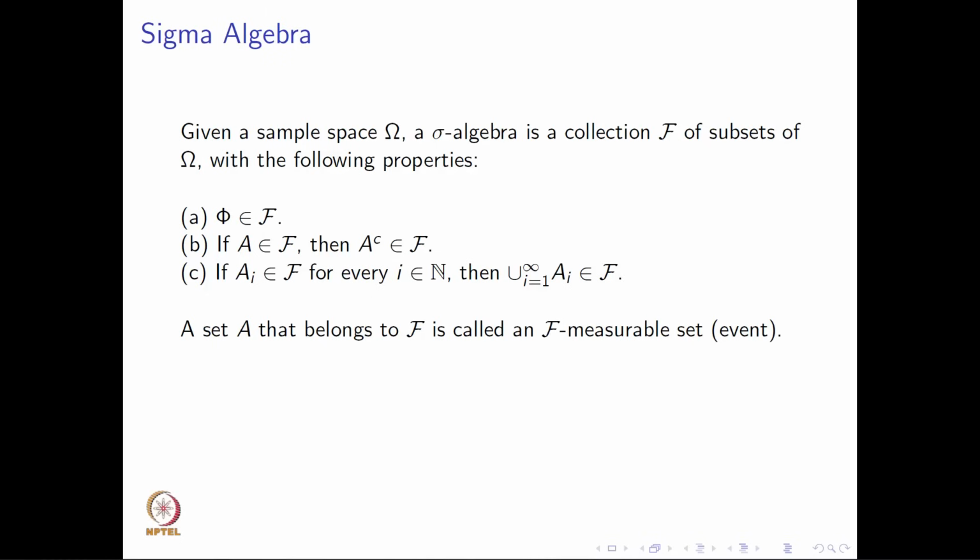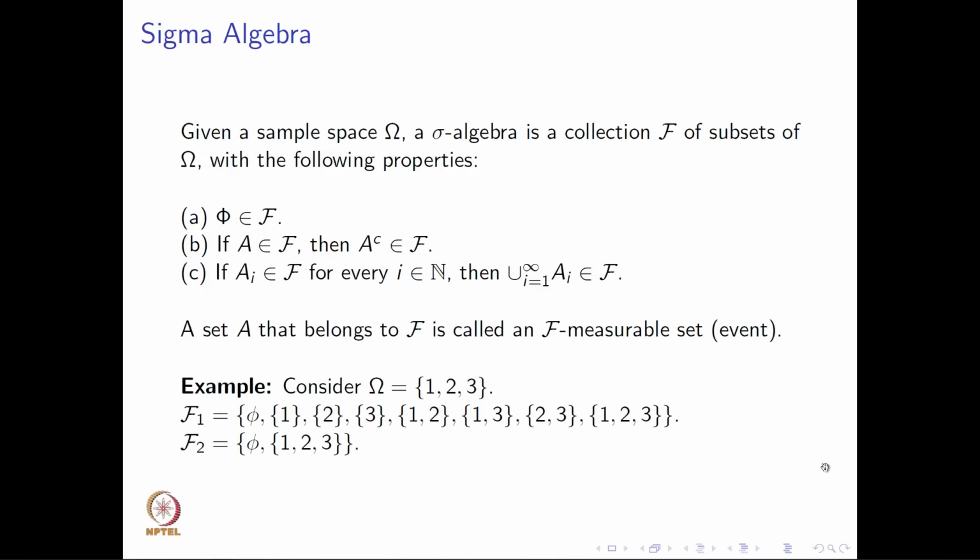So going back to the third property, what this essentially says is that if there are a number of events which belong in the sigma algebra, then the countable union of these events also belongs in the sigma algebra. Let us consider an example. Consider omega equals {1, 2, 3}. This is our sample space. With this sample space, we can construct a number of different sigma algebras. Here, the first sigma algebra F1 is essentially the power set of the sample space. All possible events are present in the first sigma algebra. However, if we look at F2, in this case there are only two events, the null set and the sample space itself. You should verify that for both F1 and F2, all three properties listed above are satisfied.